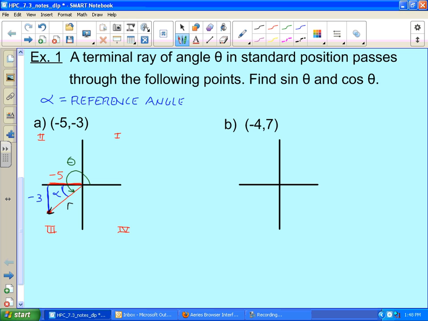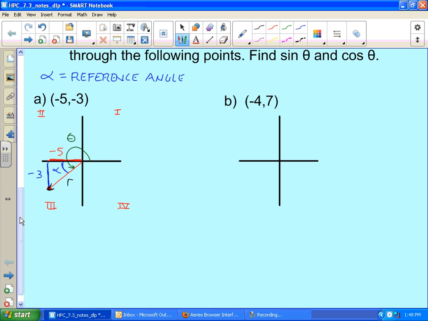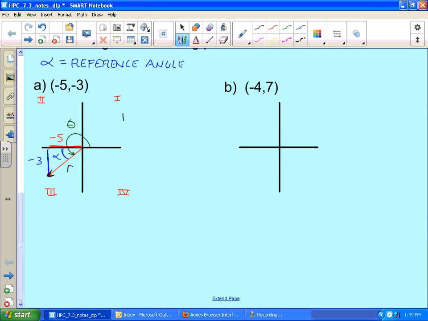Pythagoras. There, very good. So we're going to do a squared plus b squared equals c squared, or r squared, or r would equal the square root of -5 squared plus -3 squared, and we get the square root of 34. Don't make a decimal out of it. Leave it as the square root of 34. All right, good deal. We now know that that's the square root of 34.